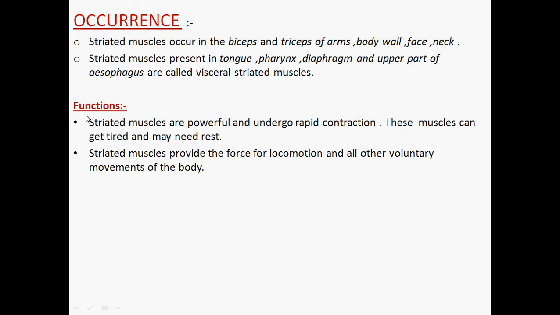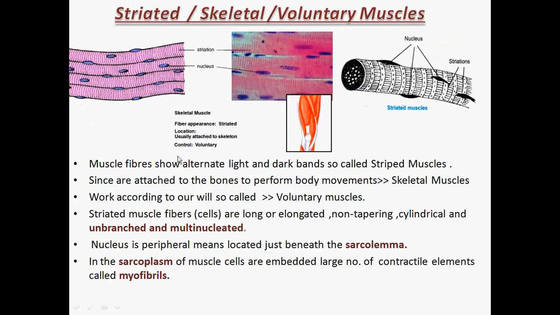Now the functions of the striated muscles: they are powerful and undergo rapid contraction, and these muscles can get tired and may need rest. This is an important point: if we move our hands or our legs, they can get tired. They cannot work throughout life without getting tired. In this way, the striated muscles provide the force for locomotion and all other voluntary movements of the body. So finally students, we understand that the striated muscle is an important tissue specially meant for locomotion and movement, such as running, walking, and various other movements of the body parts.